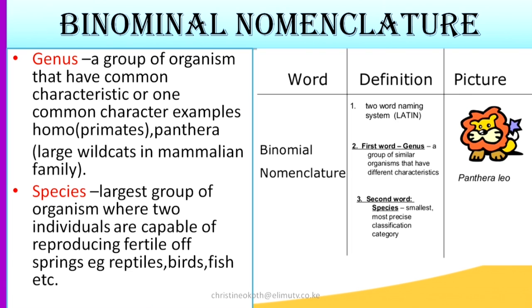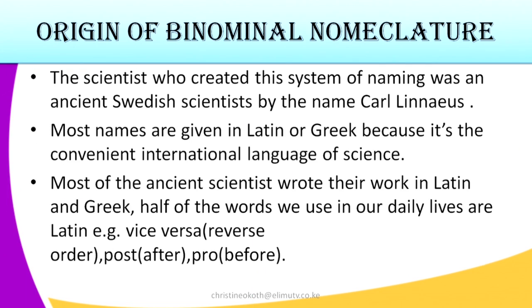So for example, we have the Panthera leo, which is a lion. The first name Panthera is a genus and the second name species is the leo. So the scientific name of a lion is called Panthera leo. So let us have a brief history about where the name or who devised this naming system. It was first devised by a Swedish scientist who is known by the name Linnaeus.